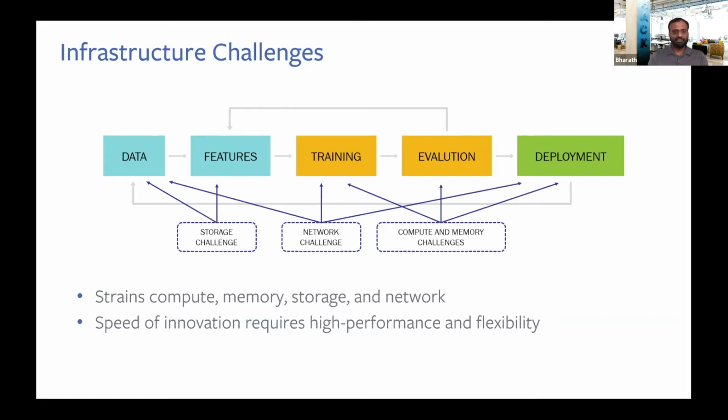So as you look through this picture, you get a sense of some stages in the pipeline need a lot more capabilities on the network, and some stages in the pipeline need different mixing and matching of compute and memory.